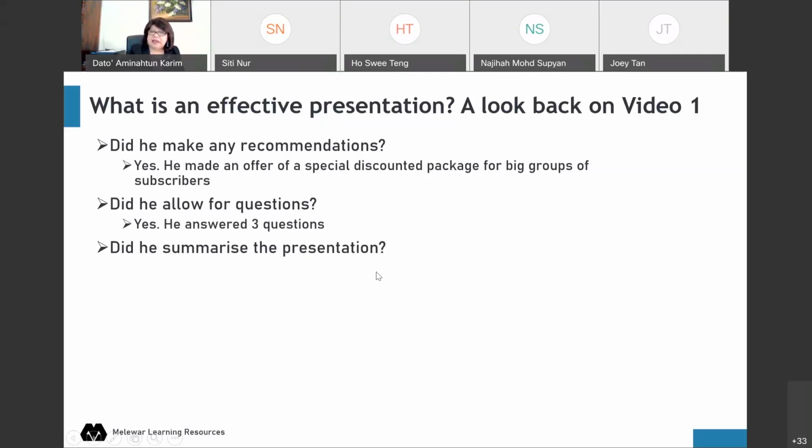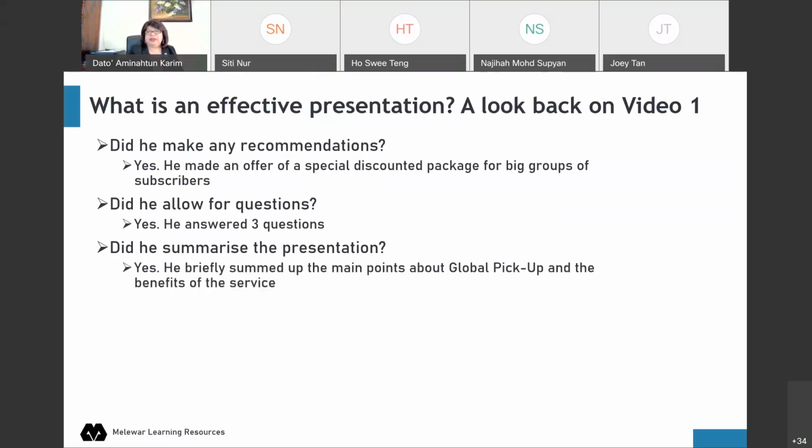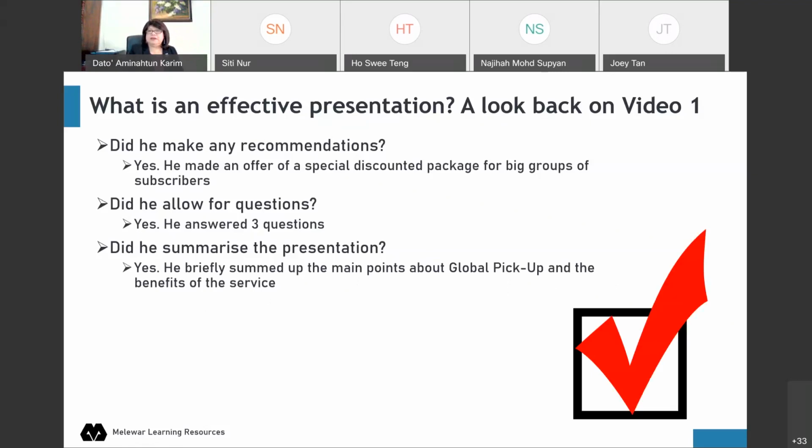And next, did he summarize the presentation? Do you know if he summarized the presentation? Can I get some response? Yes, he did. Oh, Farahin said yes. Esther says yes. Shah says yes. Very good. So yes, he briefly summed up the main points about what? Well, Global Pickup and the benefits of the service, didn't he? He just focused on that short and succinct kind of summary, right? So that's why it's an effective presentation.